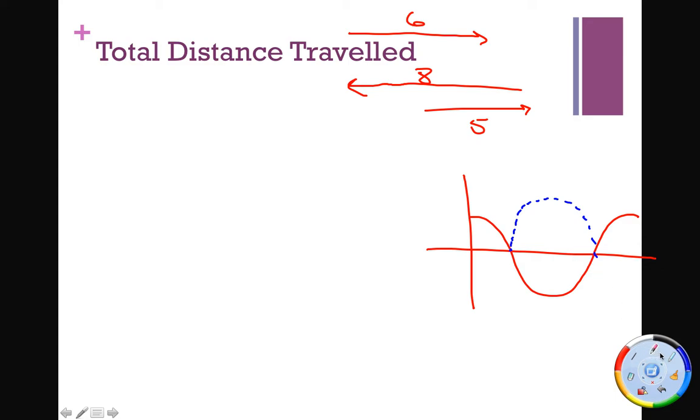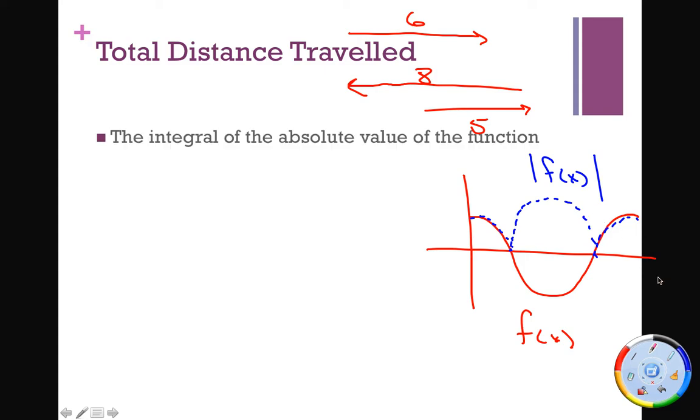And some of you might realize that this is just the absolute value of f of x. So in red, we have f of x. But in blue, we have the absolute value of f of x, where everything that was below the x-axis goes above the x-axis. So that's essentially what we're going to be doing. We're going to be finding the integral, or the area under the curve, of the absolute value of the function.